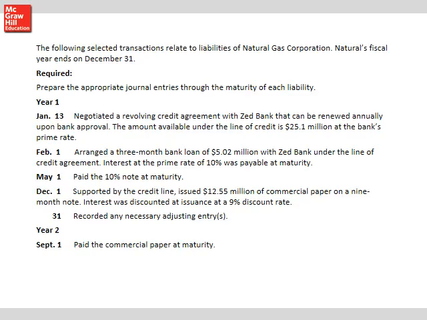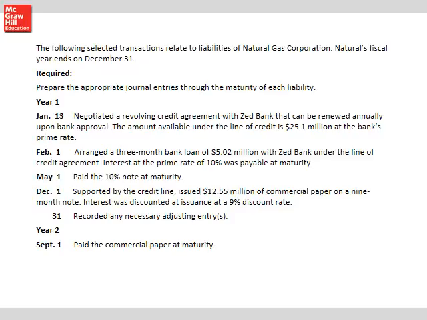Okay, our next exercise is exercise number 3. We have a selected group of transactions that relate to the liabilities of Natural Gas Corporation. Natural's fiscal year ends on December 31. And what we're required to do is prepare the appropriate journal entries through the maturity of each liability. And so we see here we have on January 13th, we negotiated a revolving line of credit with Z Bank that can be renewed annually upon bank approval.